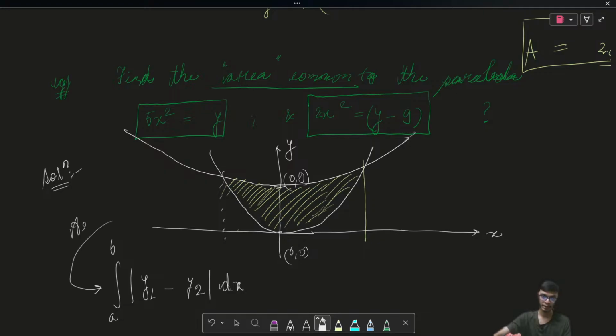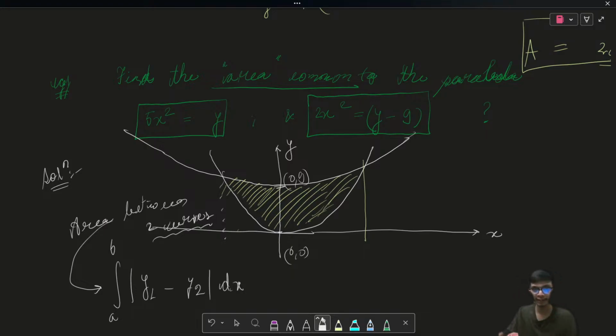So the area in between the two curves is basically given by this particular form. I hope this is clear. When I have to find the area in between the two curves, I subtract y1 from y2 and take the mod of it. But when I don't draw the figure, it becomes difficult to predict whether y1 should be subtracted from y2 or y2 from y1.